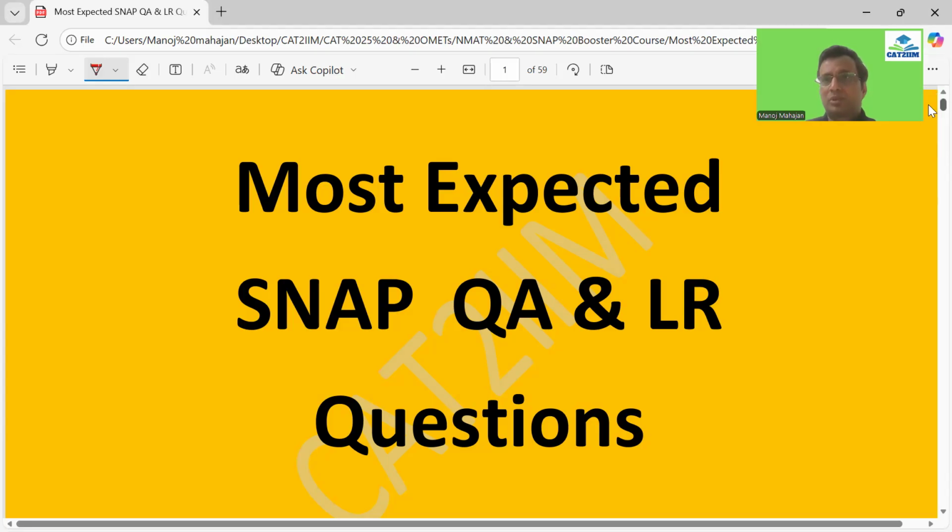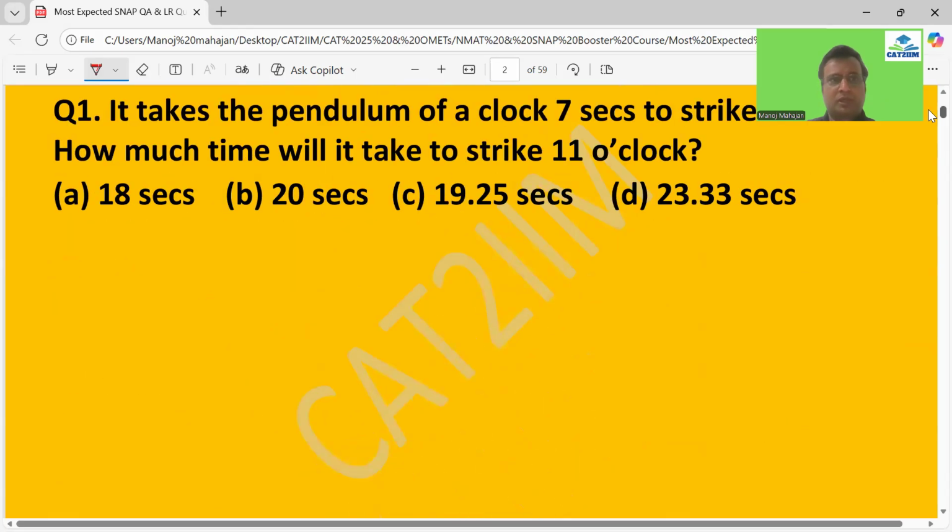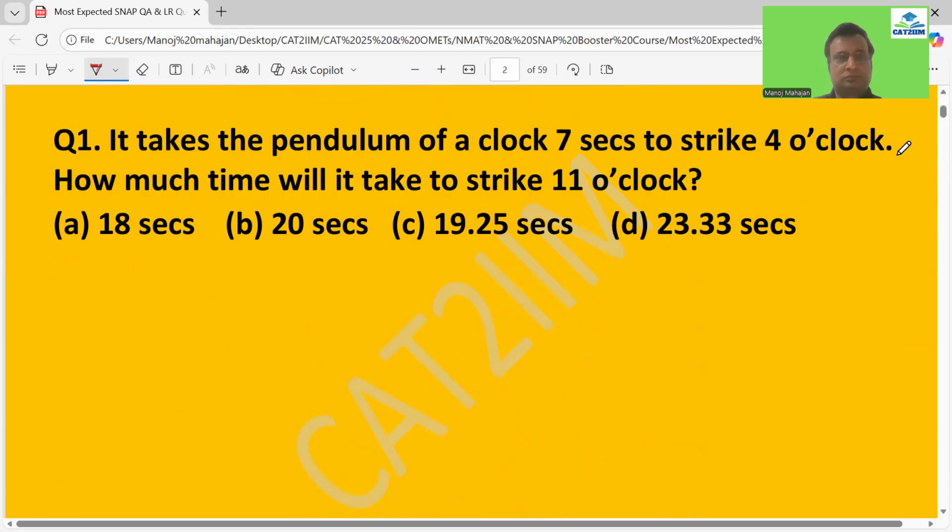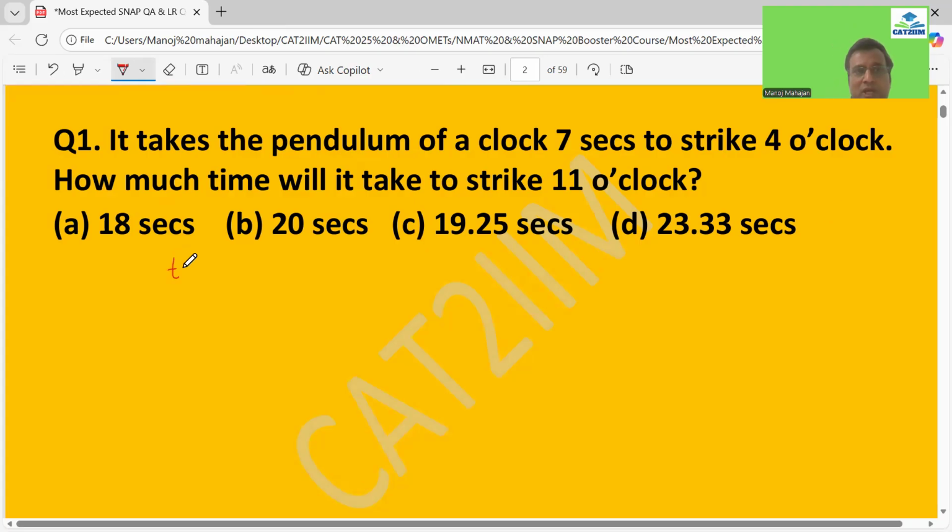So let's come to the questions one by one. The first question is about the pendulum of a clock. It takes 7 seconds to strike 4 o'clock. So when the clock shows 4 o'clock, it is going to strike 4 times. Now just remember that the first strike we are going to look at as T0. So at the start of the time, the first strike is going to happen.